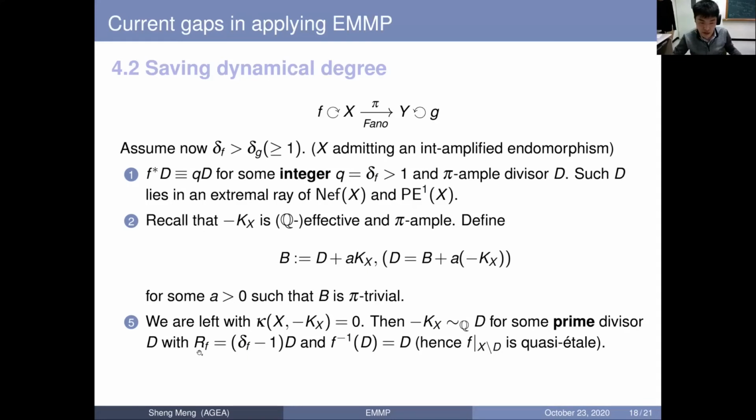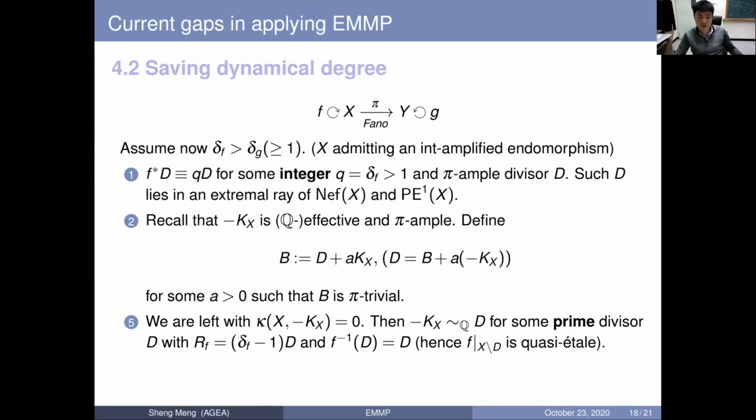And moreover, we can explicitly write the ramification divisor as (delta F minus 1) D. And since this is 0, meaning that D is not movable. So you can see that D is totally invariant. This implies that outside D, F is quasi-étale. So no ramification divisor outside D.